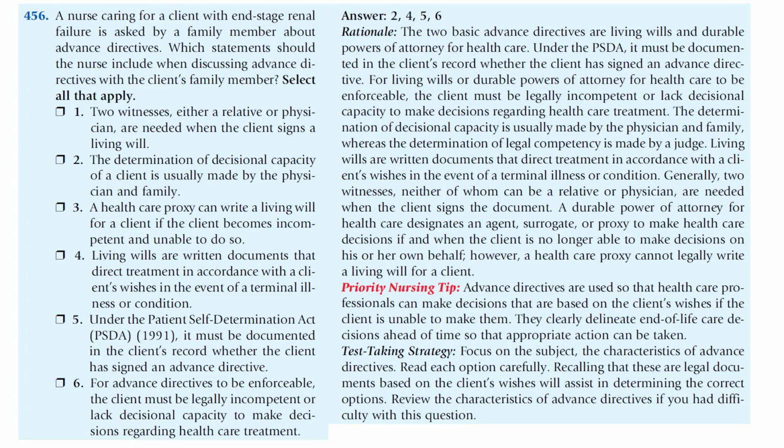The determination of decisional capacity is usually made by the physician and family, whereas the determination of legal competency is made by a judge. Living wills are written documents that direct treatment in accordance with the client's wishes in the event of a terminal illness or condition. Generally, two witnesses, neither of whom can be a relative or physician, are needed when the client signs the document. A durable power of attorney for healthcare designates an agent, surrogate, or proxy to make healthcare decisions if and when the client is no longer able to make decisions on his or her own behalf. However, a healthcare proxy cannot legally write a living will for a client.